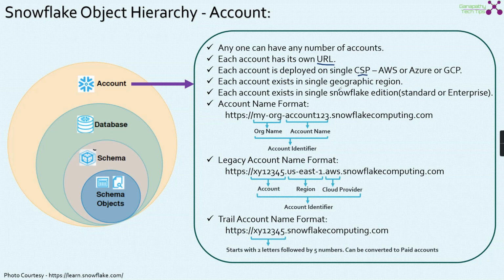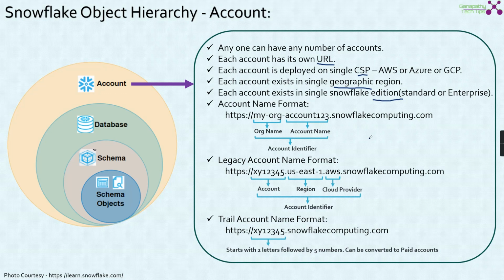Each account exists in a single geographic region. This is again an important point to know. Within any cloud provider, we can have something called a region, which is the place where their data centers are located. So each account exists within one geographic region only. Each account exists in a single Snowflake edition only, meaning I cannot have a Snowflake account which has both Standard and Enterprise. I need to create my Snowflake account with one edition, meaning I can have Enterprise, Standard, Business Critical, or VPS. I cannot combine them together into one single Snowflake account.